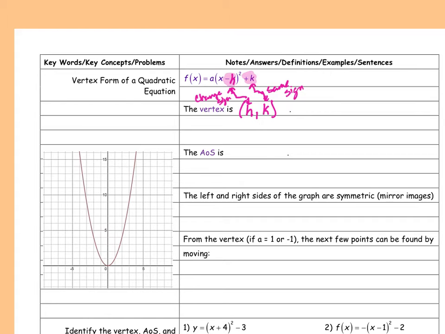And the axis of symmetry is always x equals h. So it's always x equals the x coordinate.